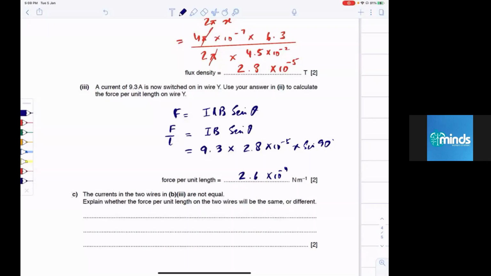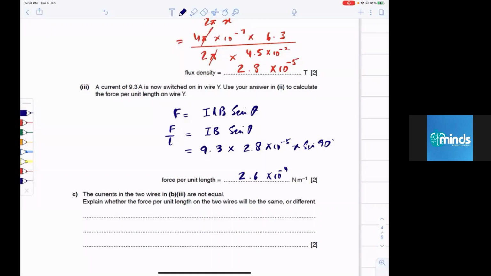Amna, are you there, by the way? Yes, sir. So are you able to understand this working? Yeah. Okay. Miram, were you trying to say something because you unmuted your mic? No, sir, I was just going to say yes.